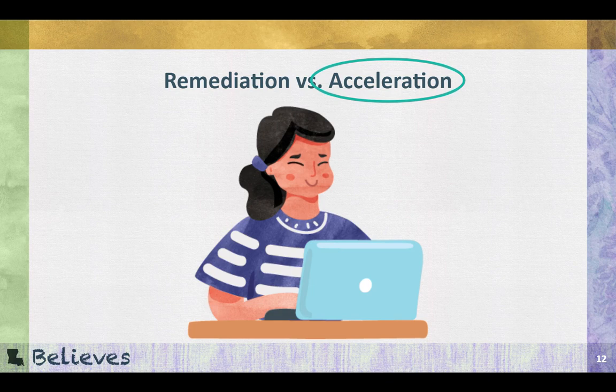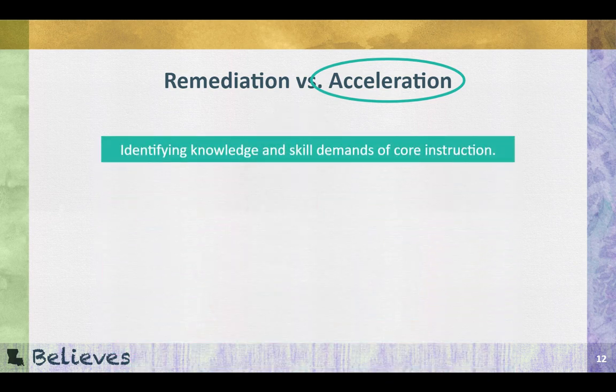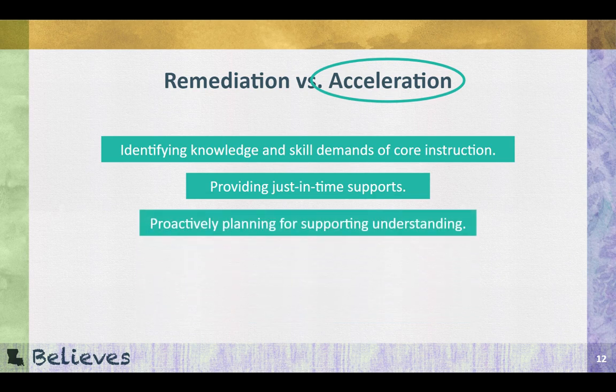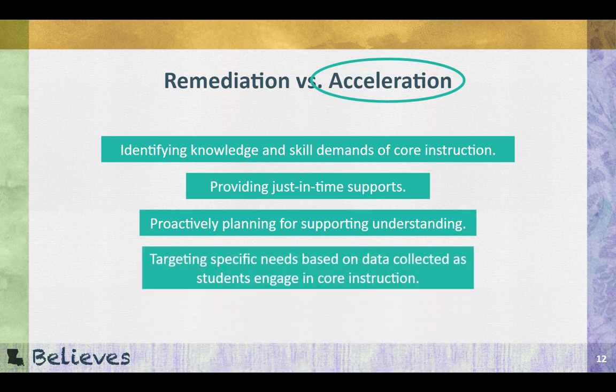Acceleration in the classroom looks like pre-reading lesson materials to identify the knowledge and skill demands of the core instruction, providing supports at just the right moment for students to use in order to access the grade level content, proactively planning for the knowledge and skills that students will need supports for, and differentiating the specific supports for identified students based on performance during the core instruction.